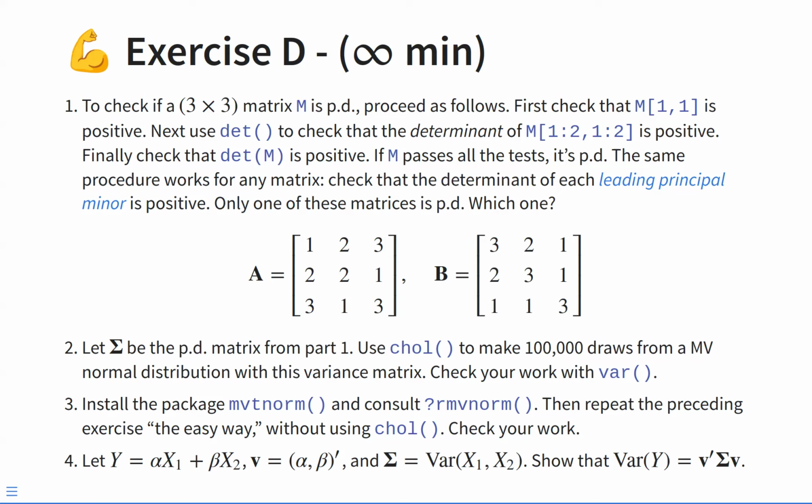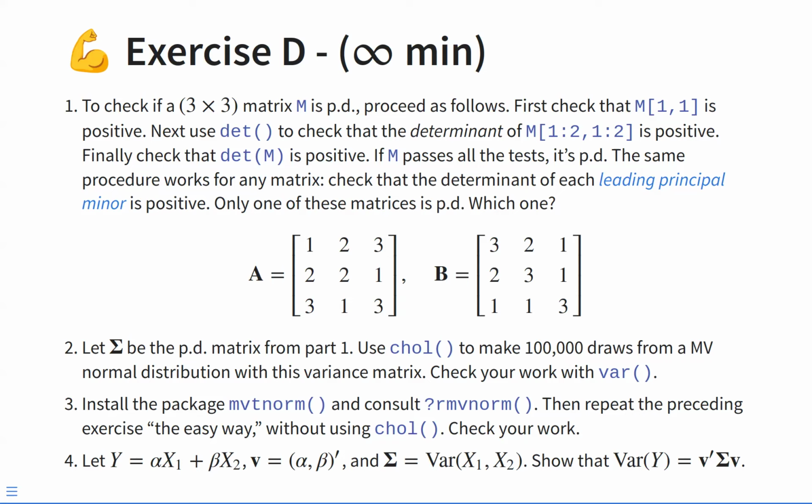I would like you to test whether each of these matrices is positive definite. I'm going to tell you that one of them is and the other is not. So which is it? Then I would like you to let sigma be the positive definite matrix from part 1 and play around with the Cholesky factor. Then I would like you to take a look at the R package mvtnorm and consult the function rmvnorm. This is going to allow you to repeat exercise 2 the easy way without using this chol command, and also allow you to check your work.